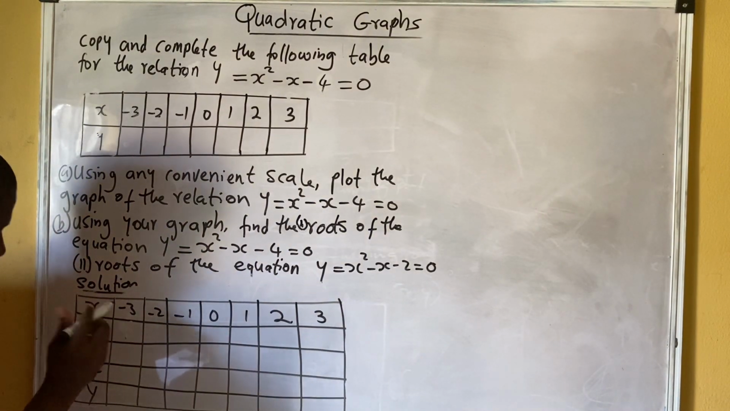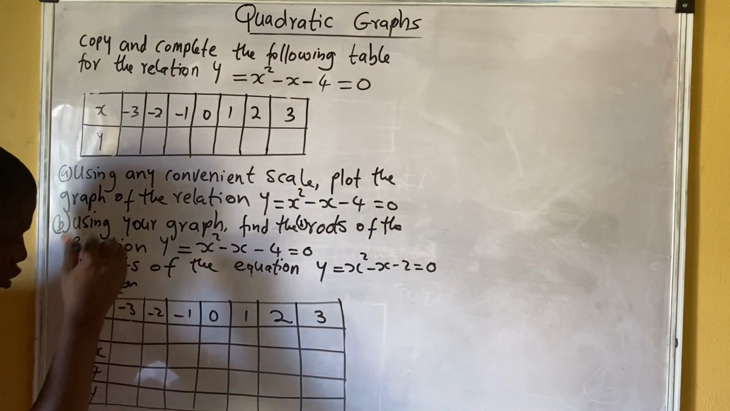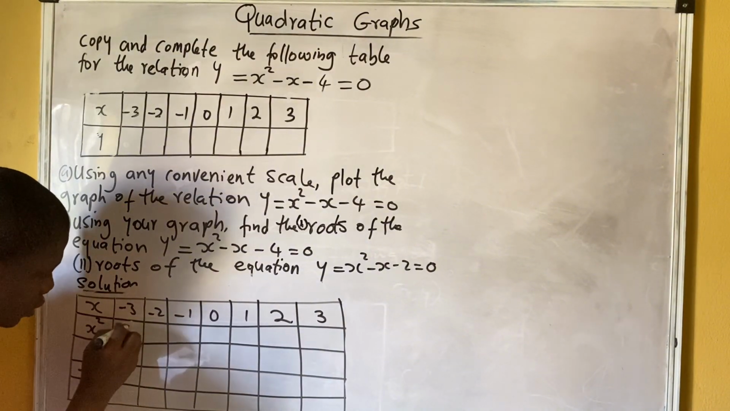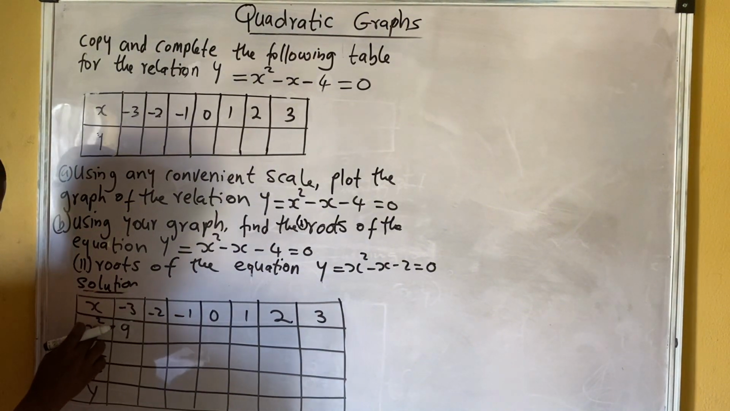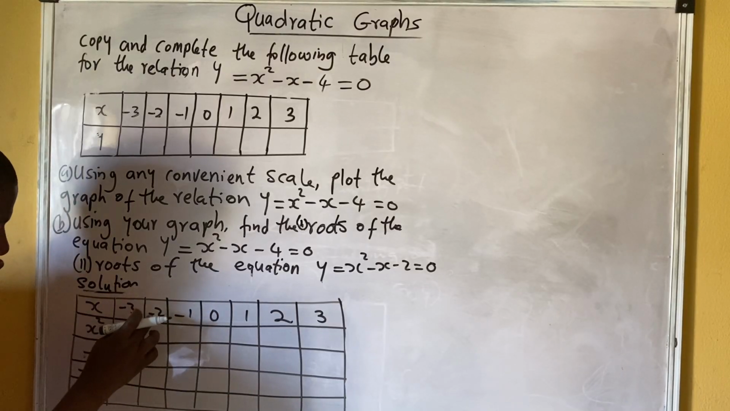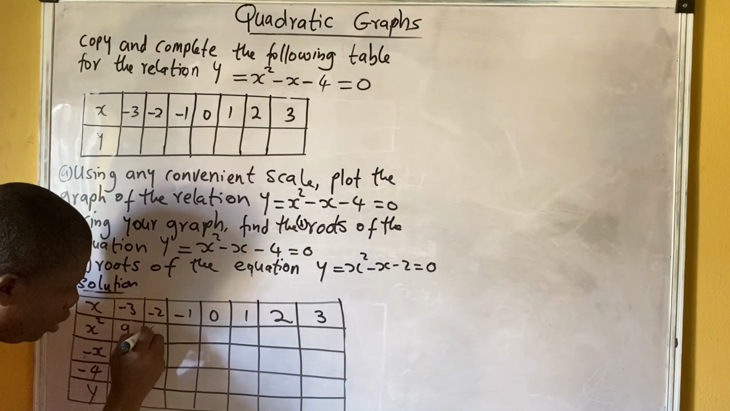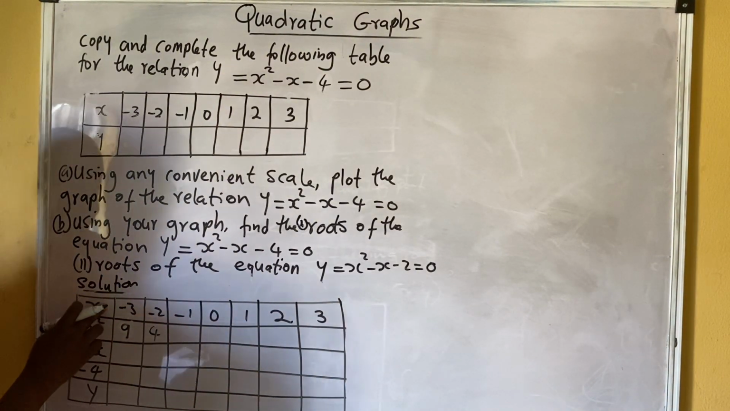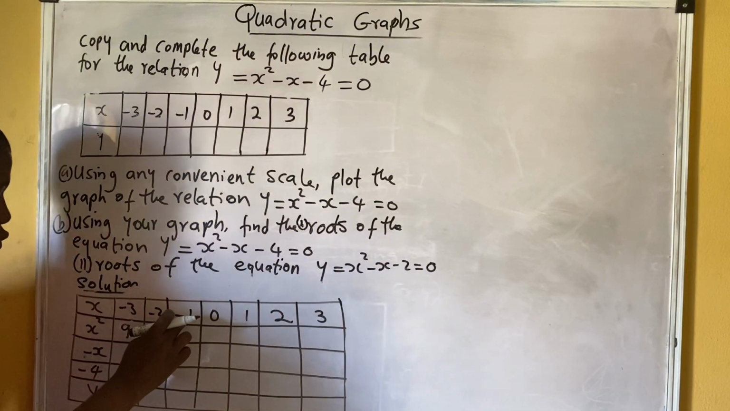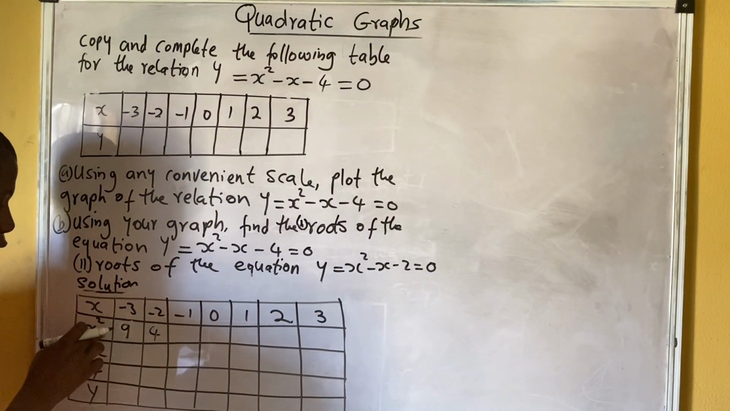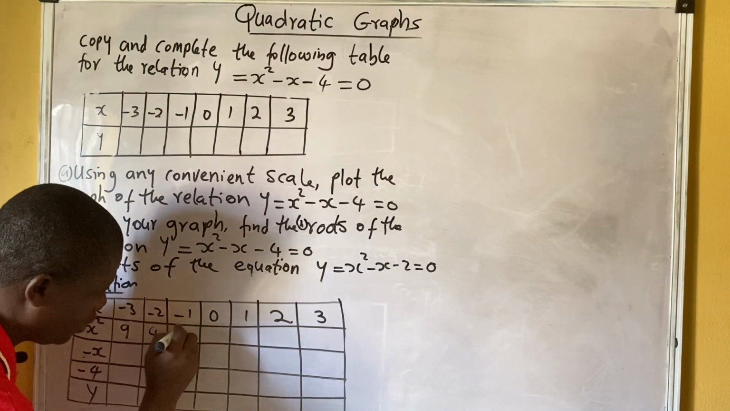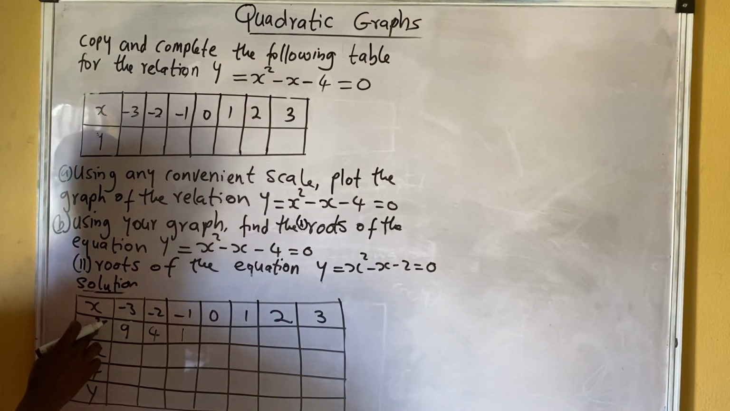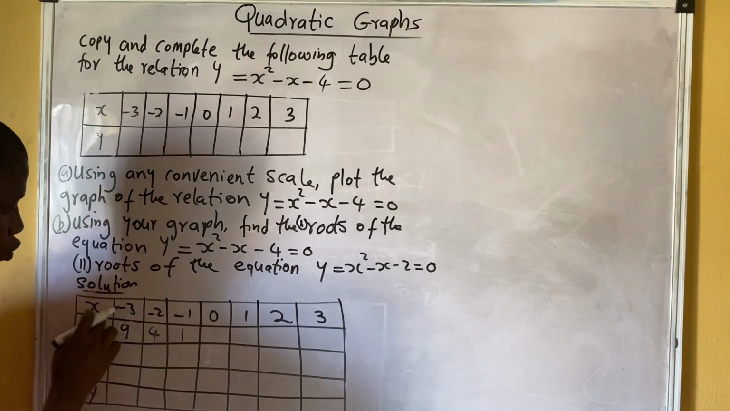When x is minus 3, what is our x squared? Minus 3 raised to the power of 2 will give us 9. And when x is minus 2, our x squared is minus 2 raised to the power of 2, that will give us 4. And when x is minus 1, what is the value of our x squared? Minus 1 raised to the power of 2, that is 1. And when x is 0, our x squared will be 0.